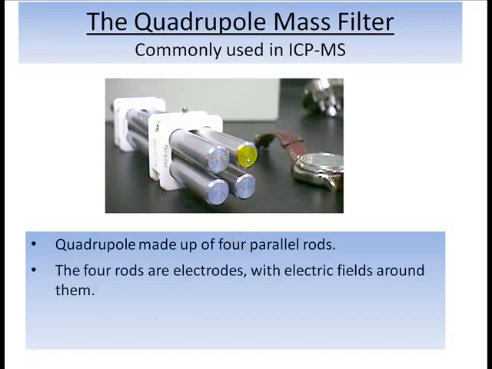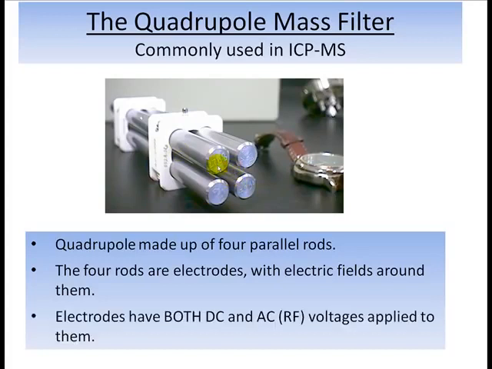They have electric voltages applied to them, and because of those voltages, electric fields go out in space around them. Now, ions that have been generated in some ion source are manipulated so they travel down through the rods, in the space between the rods. This is a rather simple construction, but there is something complicated about this whole thing.